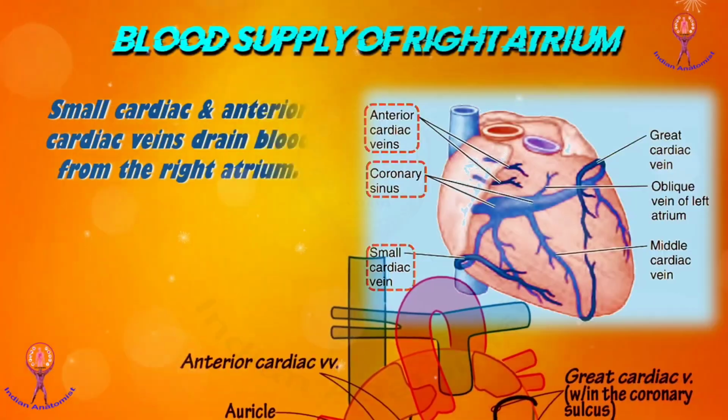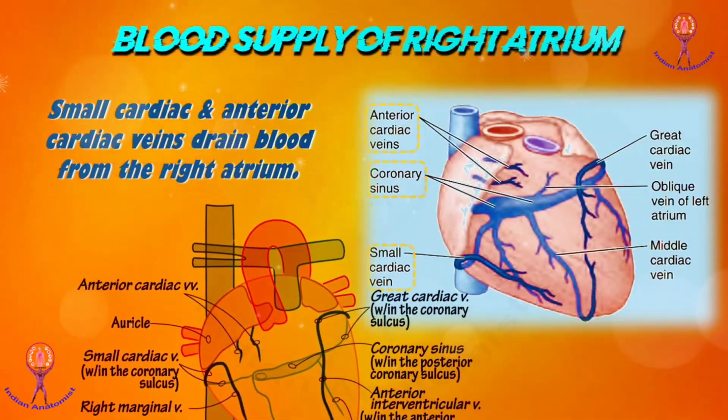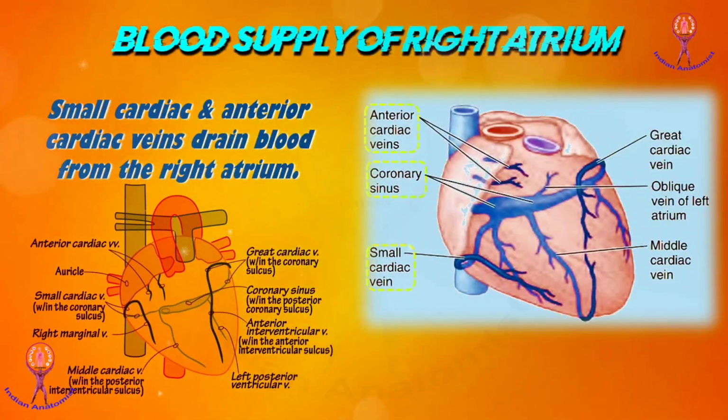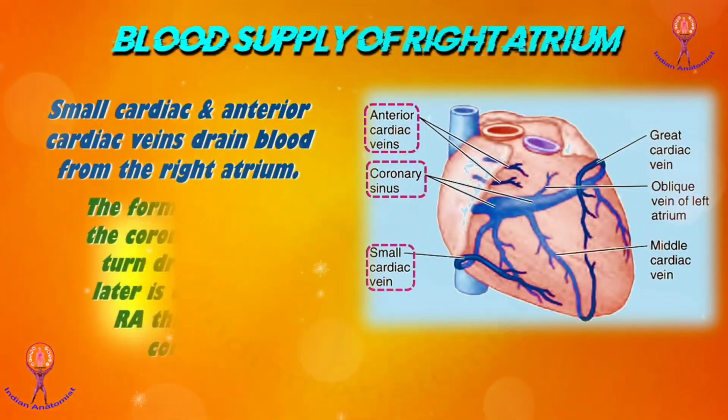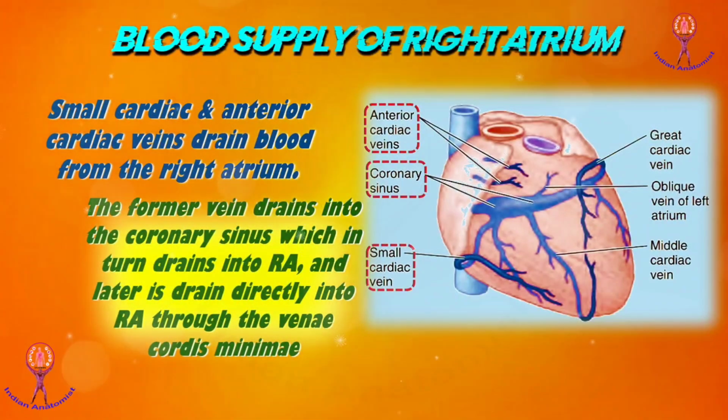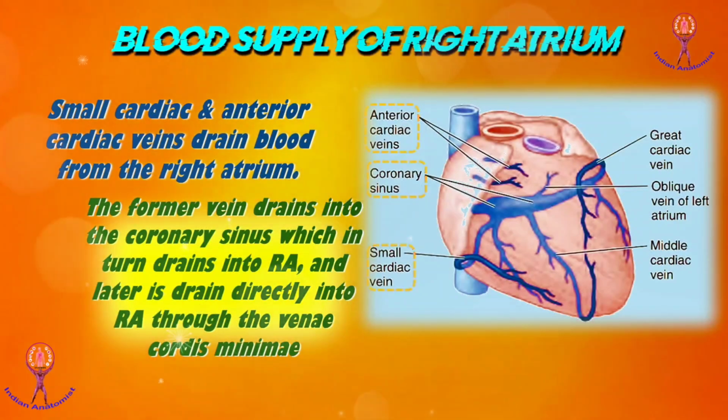Now coming to the venous drainage of the right atrium. The small cardiac and anterior cardiac veins drain blood from the right atrium. The former vein drains into the coronary sinus, which in turn drains into the right atrium, and the latter vein drains directly into the right atrium through the venae cordis minimae.